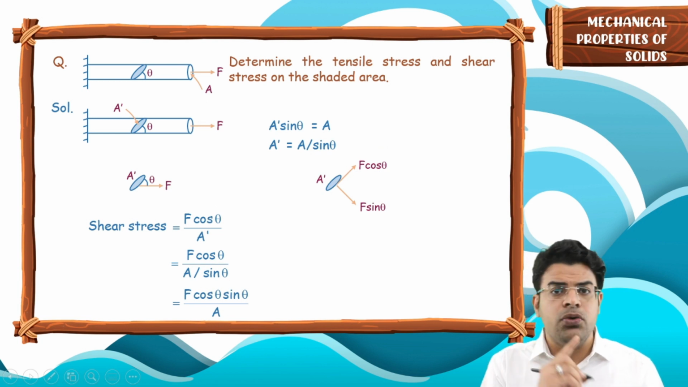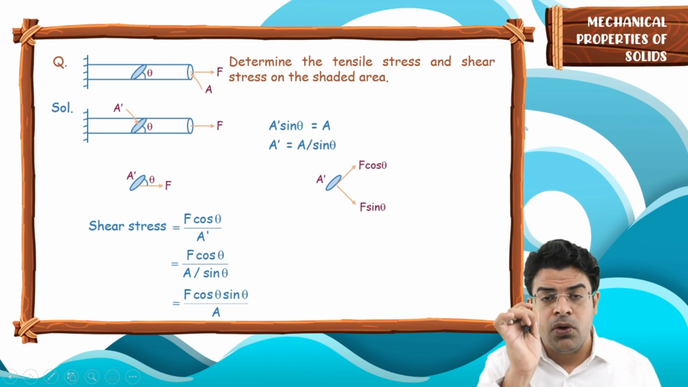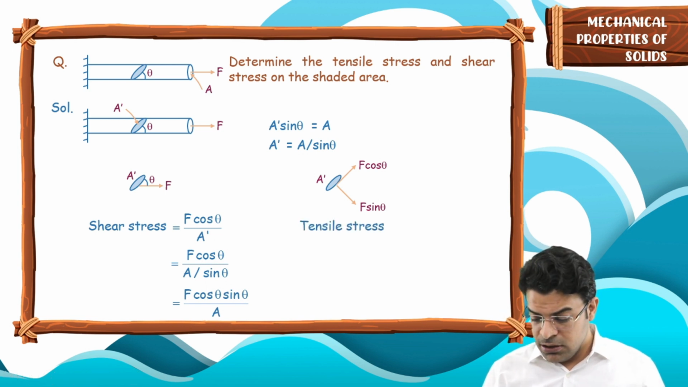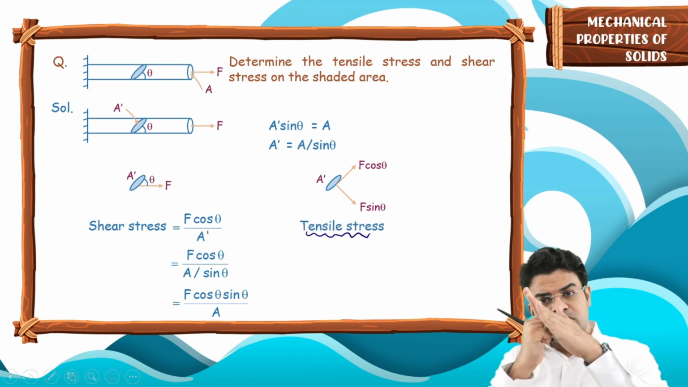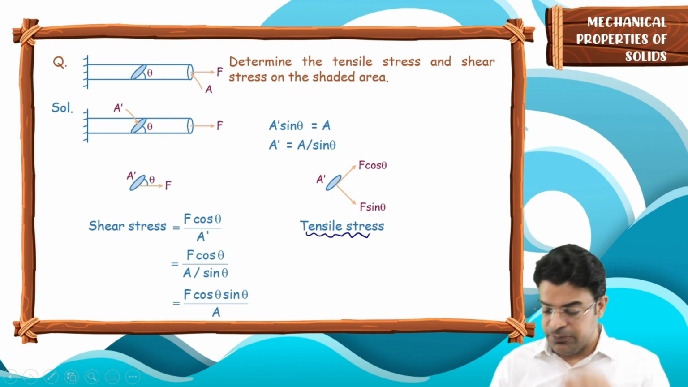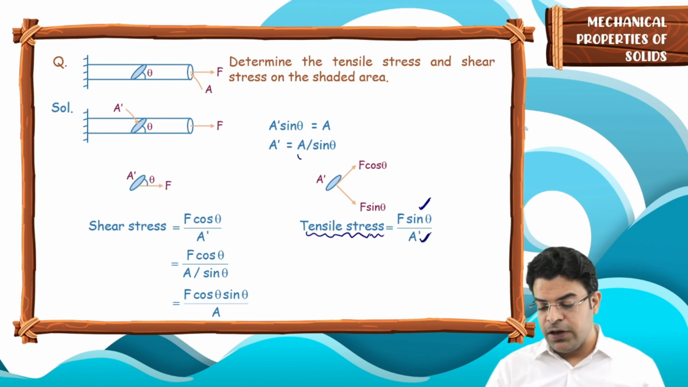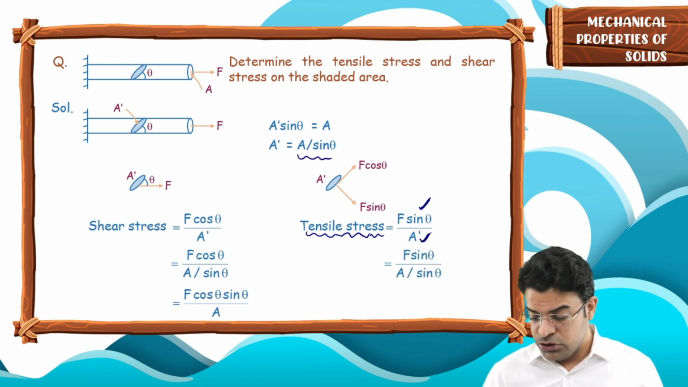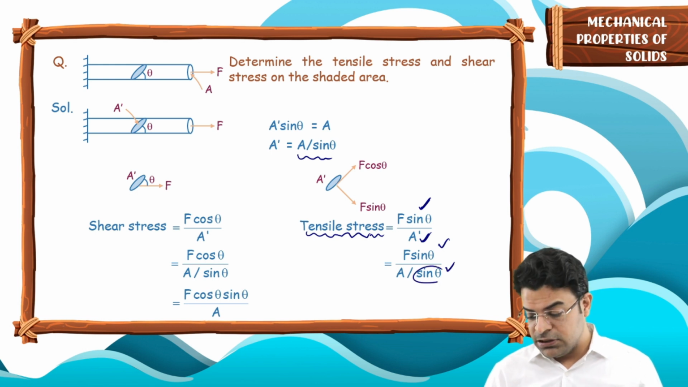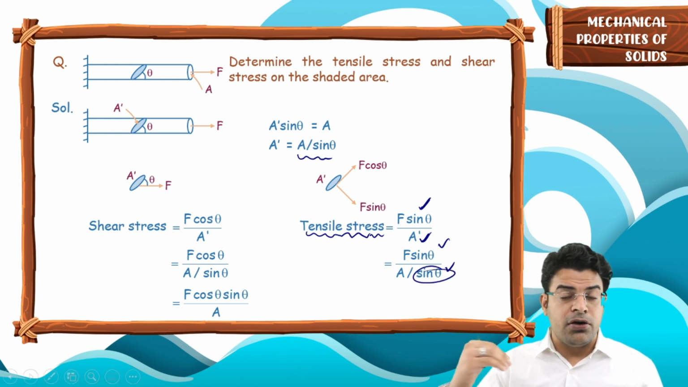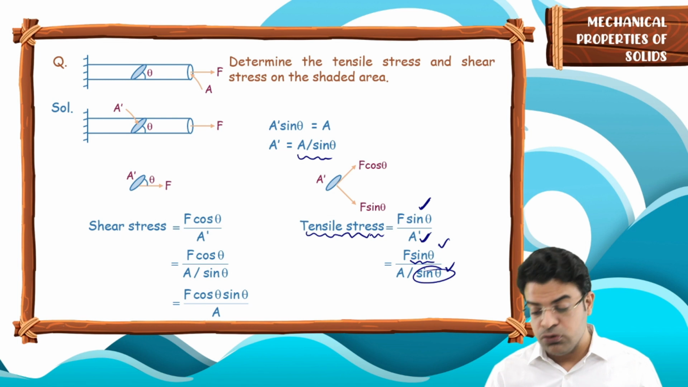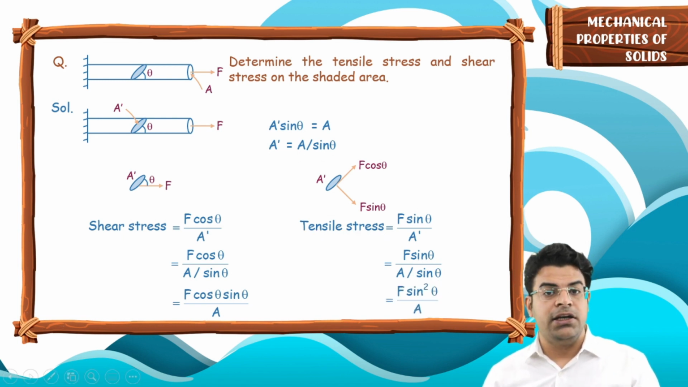Similarly, you will say that the tensile stress, because it is trying to pull it, not compress it, will be equal to F sin theta upon A dash, and in place of A dash you can write A by sin theta. So you get F sin theta upon A by sin theta. So sin theta moves from denominator to the numerator, so you get sin theta into sin theta in the numerator, and that becomes F by A sin square theta.